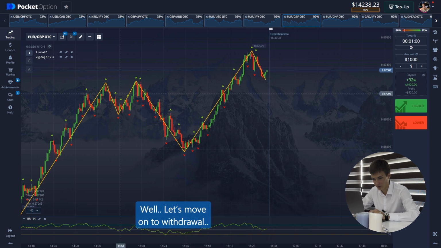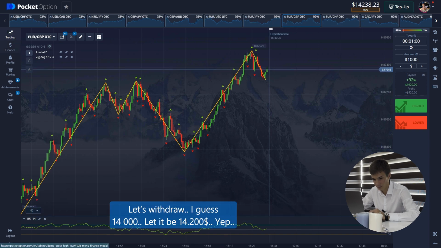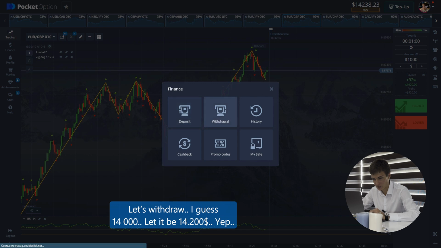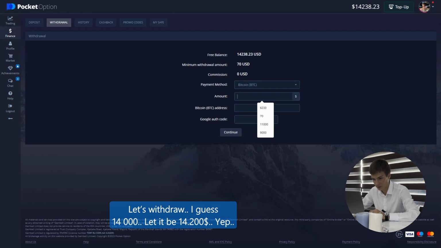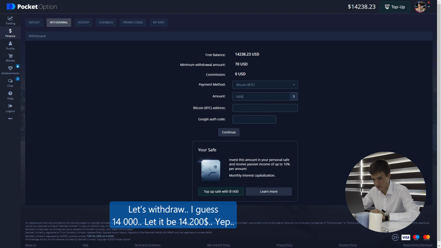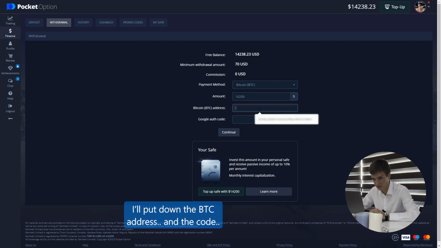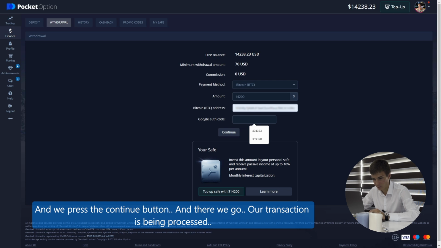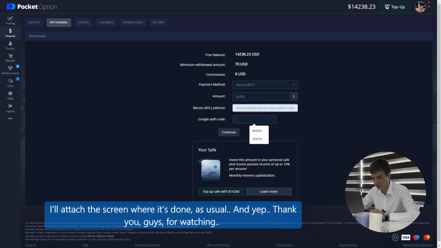Well, let's move to the withdrawal. Let's withdraw, I guess, $14,000. Let it be $14,100. Yep. I'll put in the BTC address and the code, and we press the continue button, and there we go. Our transaction is being processed. I'll touch the screen. It's done as usual.